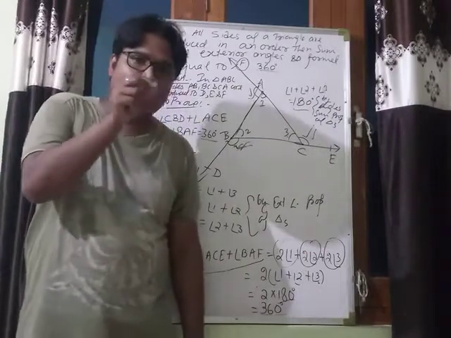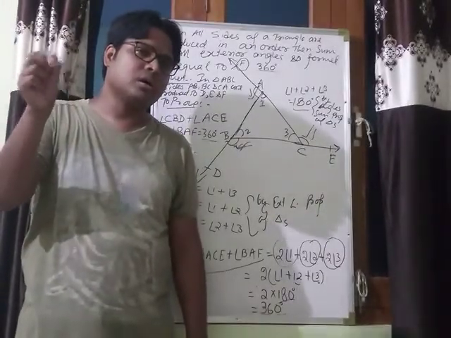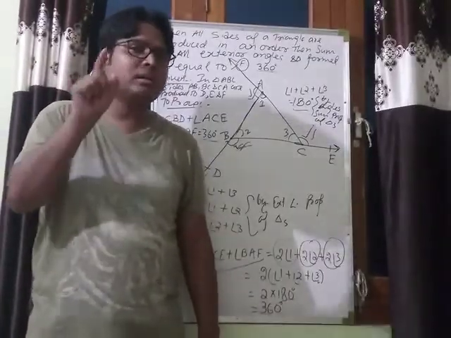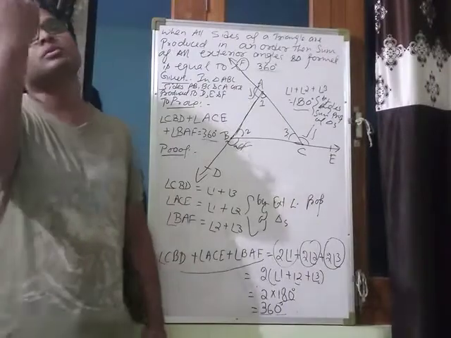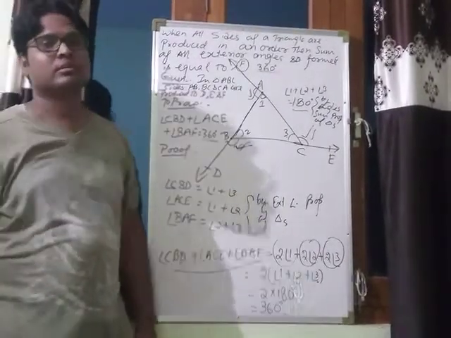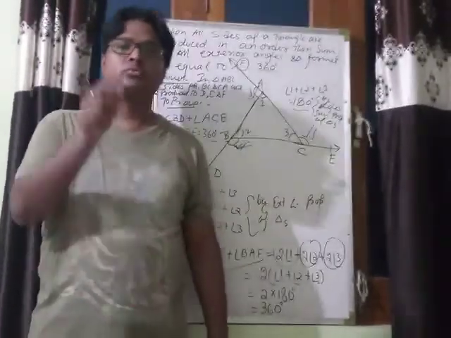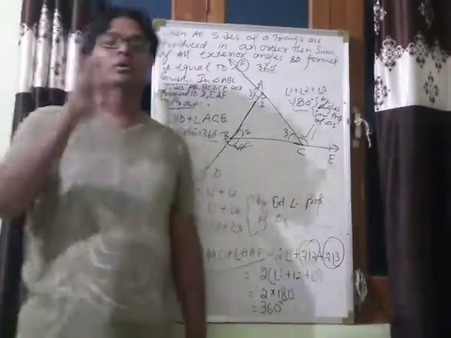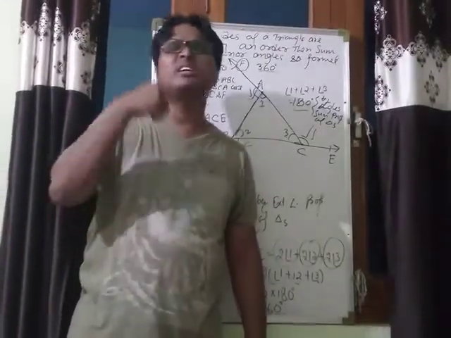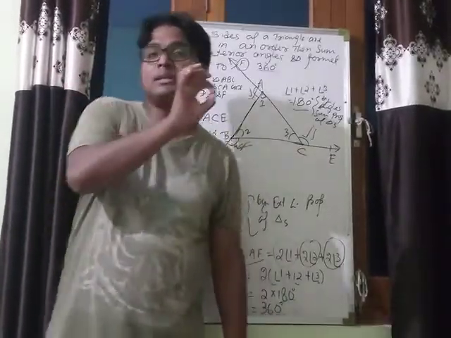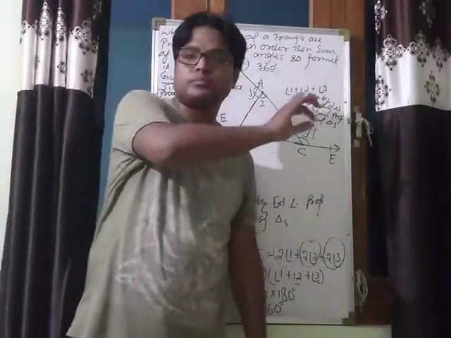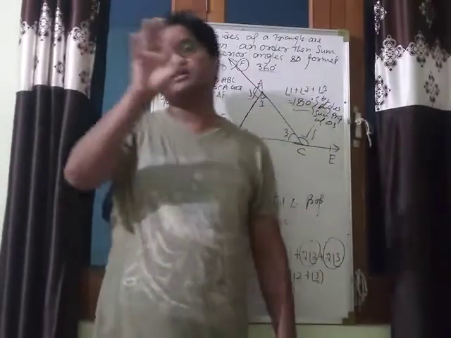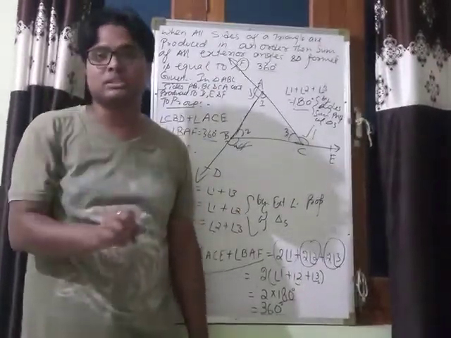When the sides of a triangle are produced in an order, exterior angles are formed and their sum is equal to 360 degrees. This is true for every polygon. It means if a polygon has any number of sides, when its sides are produced in an order, exterior angles are formed and their sum will be equal to 360 degrees.